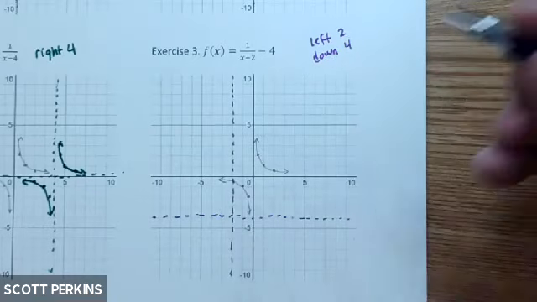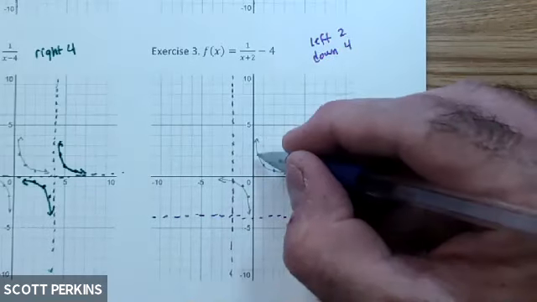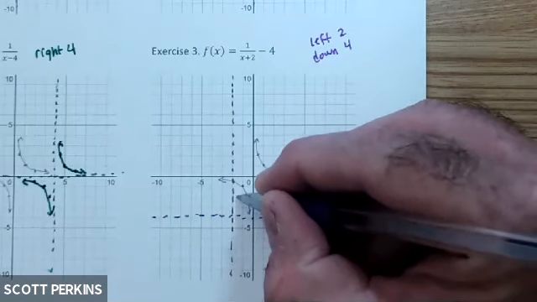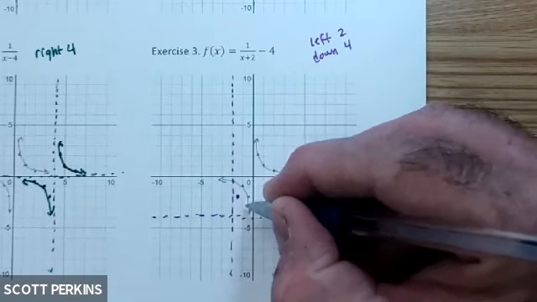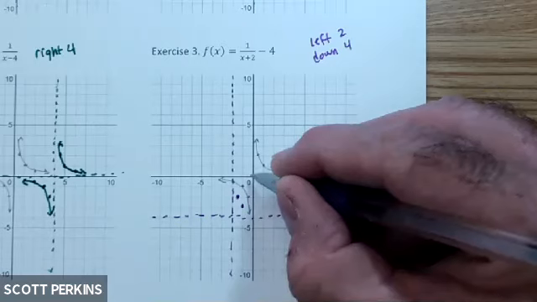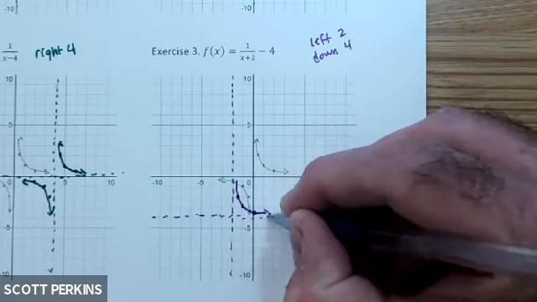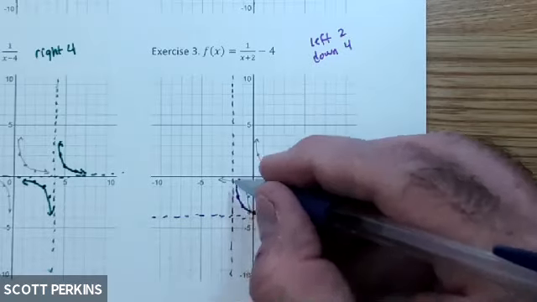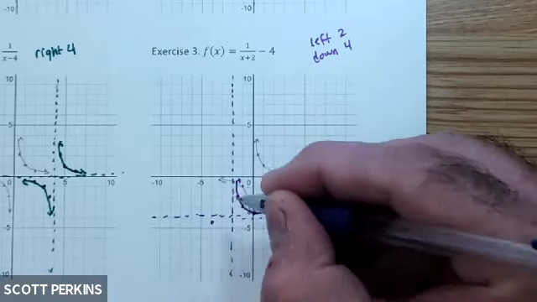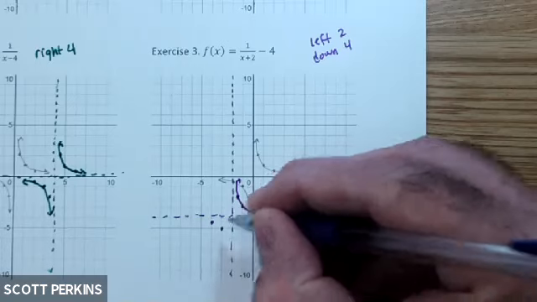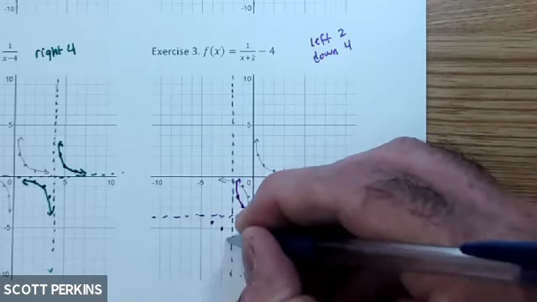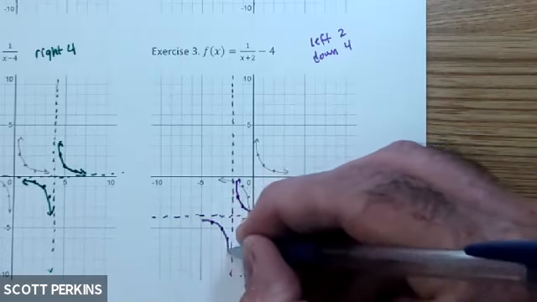And now I'm just going to move each point left 2 down 4. So left 2 and then down 4, left 2 down 4, and then finally left 2 down 4. And there is the first part of the graph right there. And then the other part, left 2 down 4, and then left 2 down 4, and last but not least, left 2 down 4, and there's my other part.